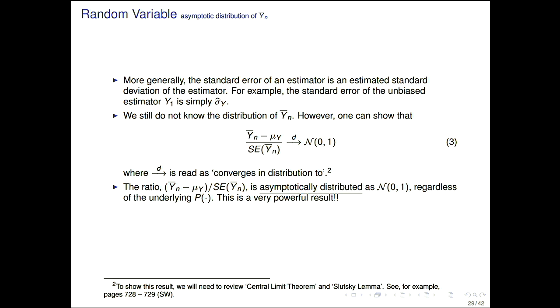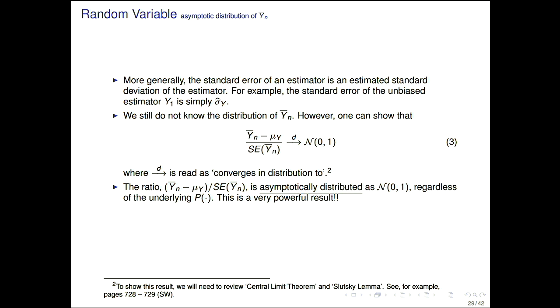Just as a side note, this result is called the asymptotic distribution. So this ratio has an asymptotic distribution of the standard normal distribution. In order to derive this result, we have to use the central limit theorem and Slutsky's lemma. It is possible to formally derive this result, but that is too involved and beyond the scope of this course, so we are not going to do that. We just take this result. Here, this D and this arrow is read as converges in distribution.